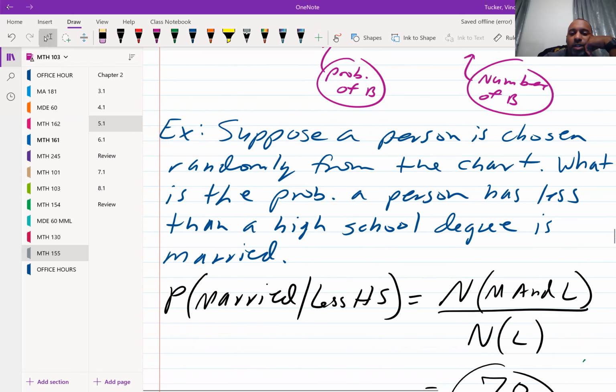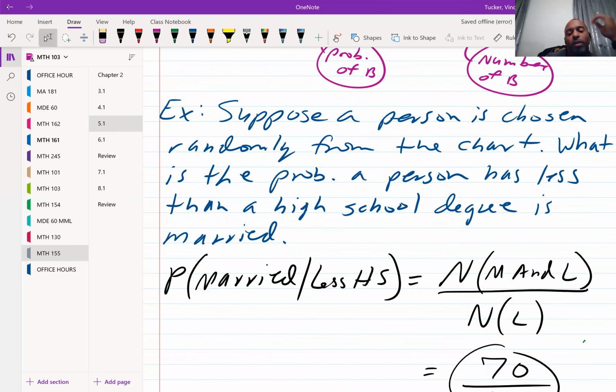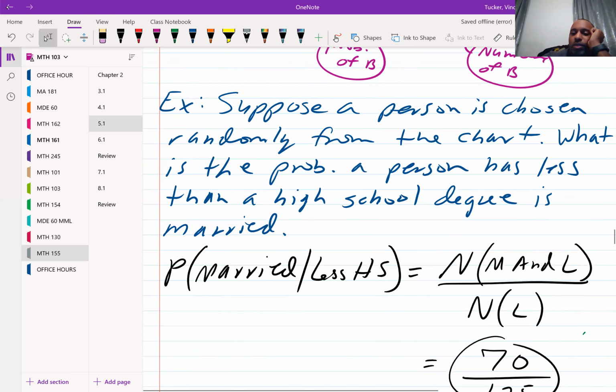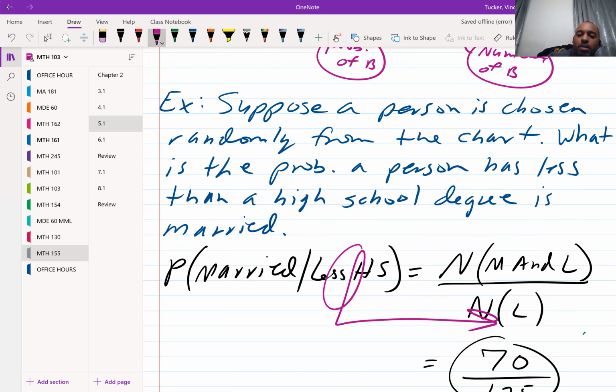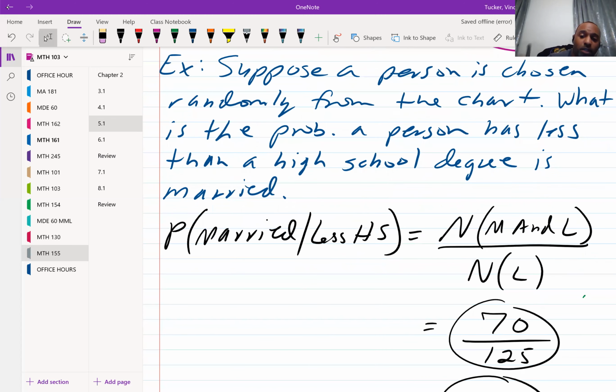If we look at the formula, the probability that someone you chose was married, given that less than high school degree was chosen first. Notice the positioning of our letters. Up top is going to be the number of married and less than high school degree. And on the bottom will be the total number of those with less than high school degree. So that's going to be 70 over 125.